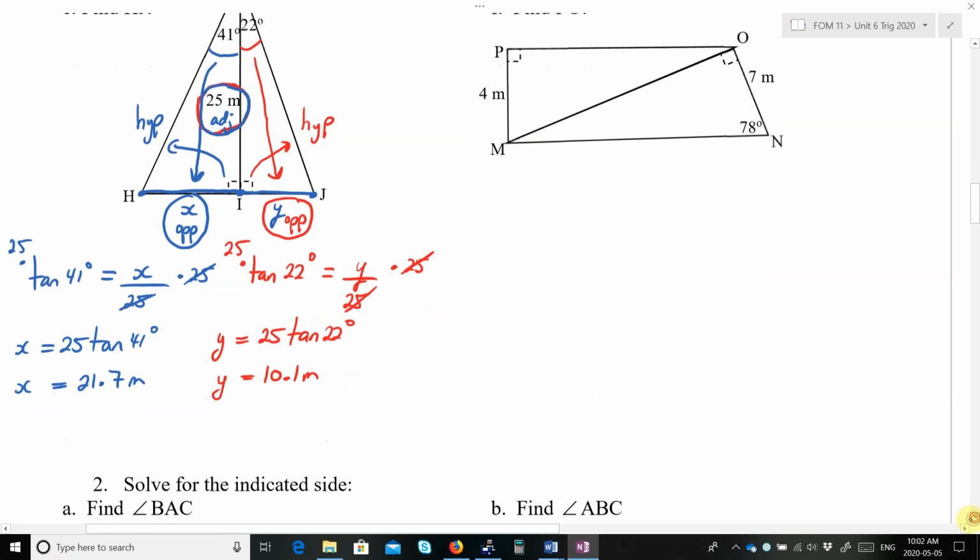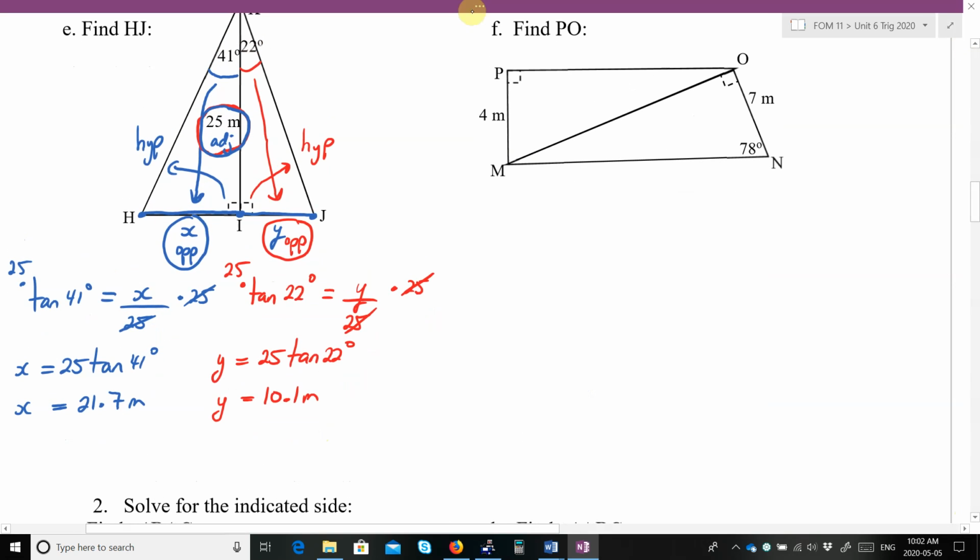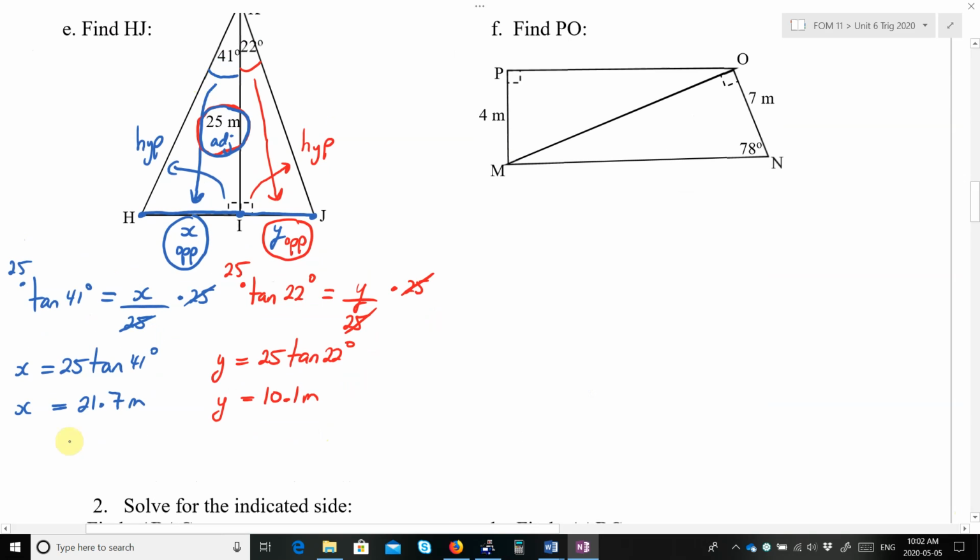Okay, so we found x, we found y, and to get HJ, we add them together. HJ is equal to x plus y. Looks to me like 31.8 meters. Answer key says 31.8 meters. Looks good.